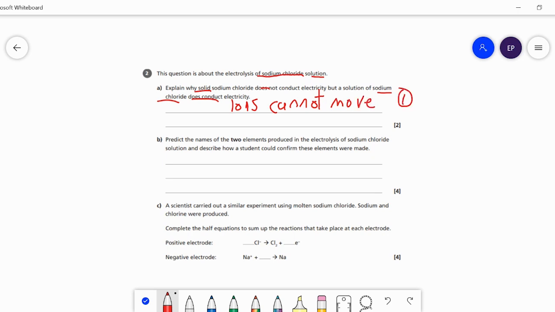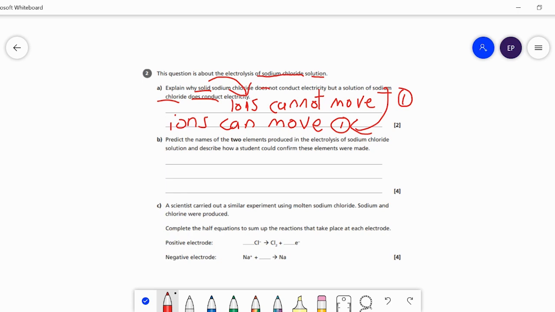And that would get our first mark. While in the solution, the ions are dissolved in water and the ions can move. So in a solution, the ions can move. And that would give us our second mark.